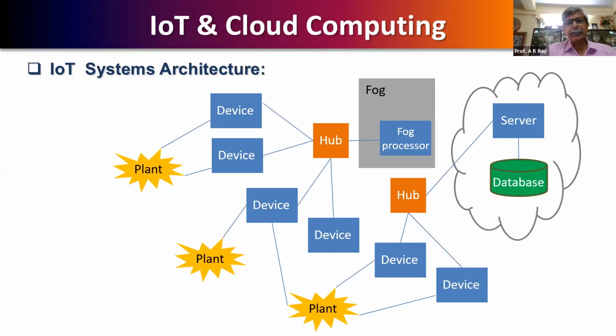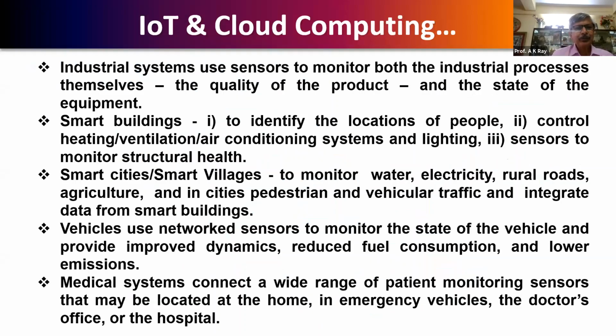Fog processors are more complex than the gateway or the hub, and they can do lots of complex pre-processing and part of analytics, as we say. Because ultimately, from all these billions of sensors, whatever data is going, our ultimate objective is to do the analytics to find out essential information from them. So let's see this: IoT and cloud computing for industrial systems.